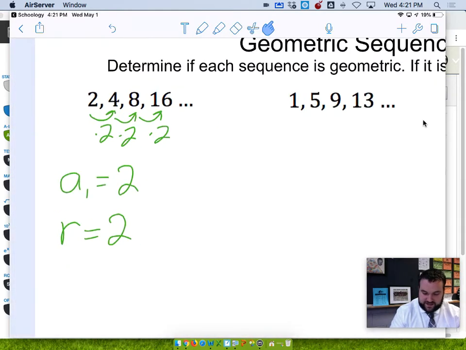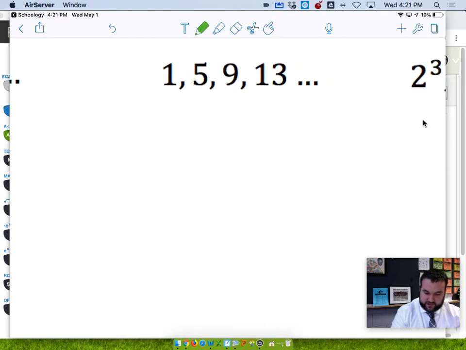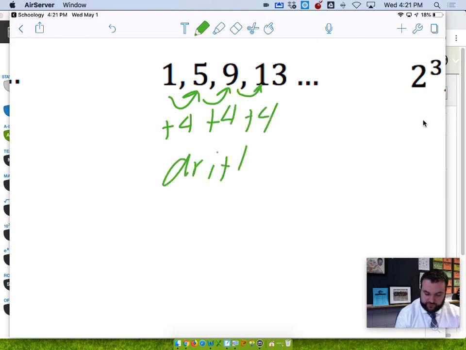For the second sequence, from 1 to 5, if we're talking just geometric, that'd be timesing by 5. But from 5 to 9 is definitely not times by 5. So this thing is not geometric. But it's pretty clear that this one I can just add 4, add 4, add 4. So this one would fall under the arithmetic category.